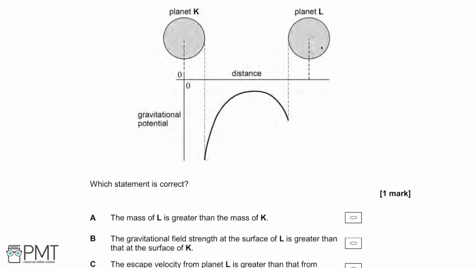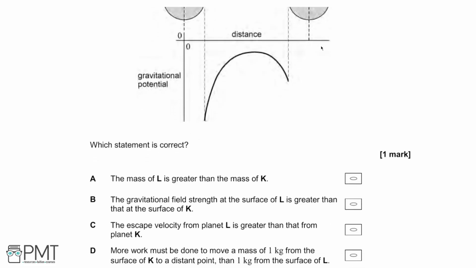B, the gravitational field strength at the surface of L is greater than that at the surface of K. C, the escape velocity from planet L is greater than that from planet K. And D, more work must be done to move a mass of 1 kilogram from the surface of K to a distant point than 1 kilogram from the surface of L.